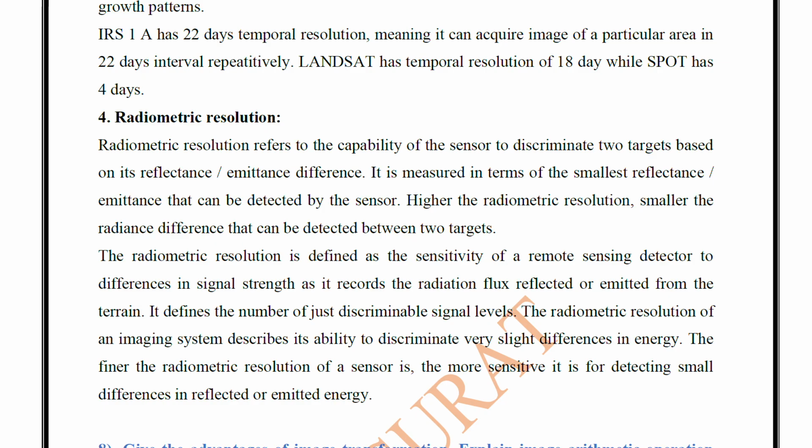The radiometric resolution is defined as the sensitivity of the remote sensing detector to differences in signal strength as it records the radiation flux reflected or emitted from the terrain. It defines the number of just discriminable signal levels. The radiometric resolution of an imaging system describes its ability to discriminate very slight differences in energy. The finer the radiometric resolution of a sensor, the more sensitive it is to detecting small differences in reflected or emitted energy. Okay, so these four are the resolutions. Thank you.